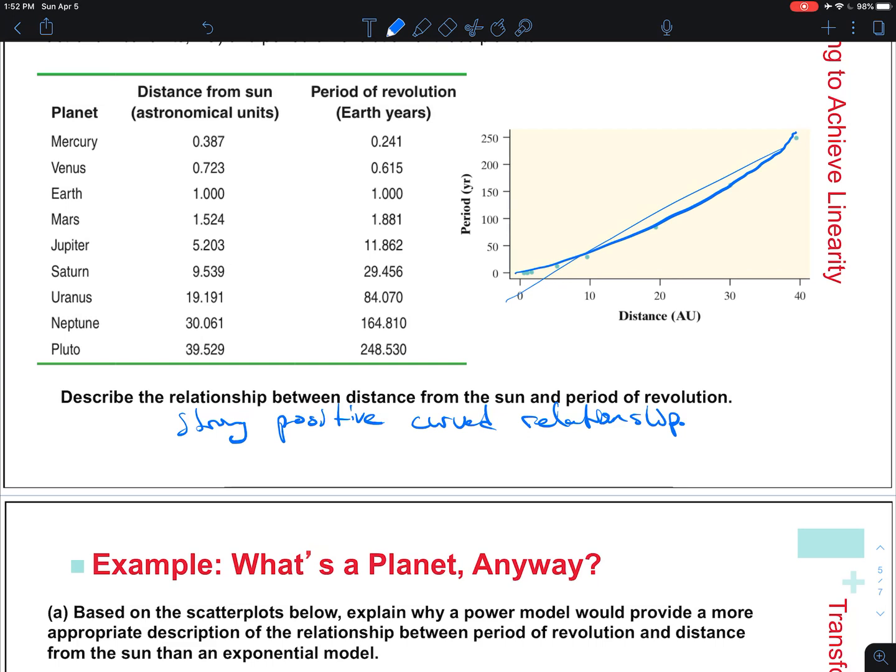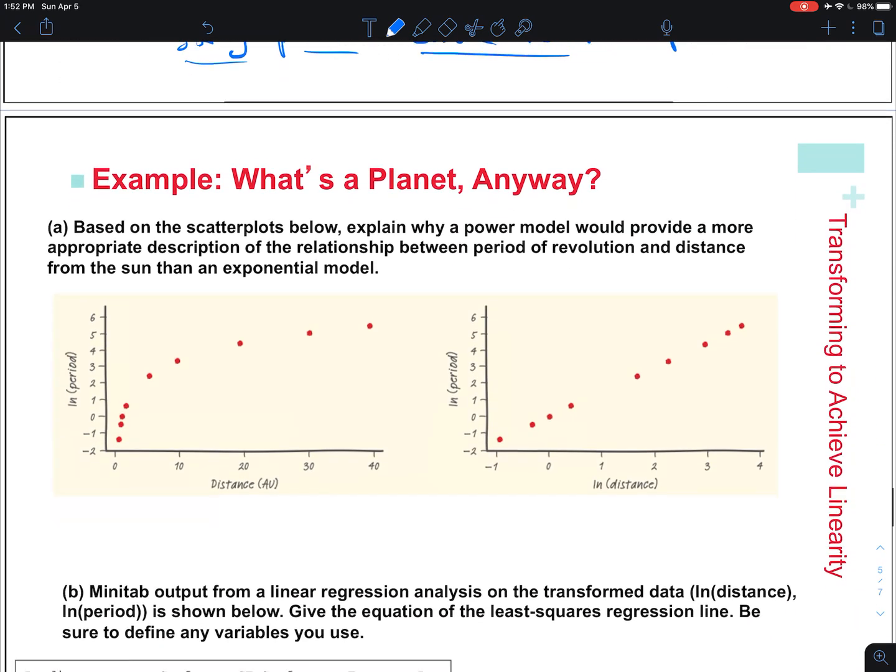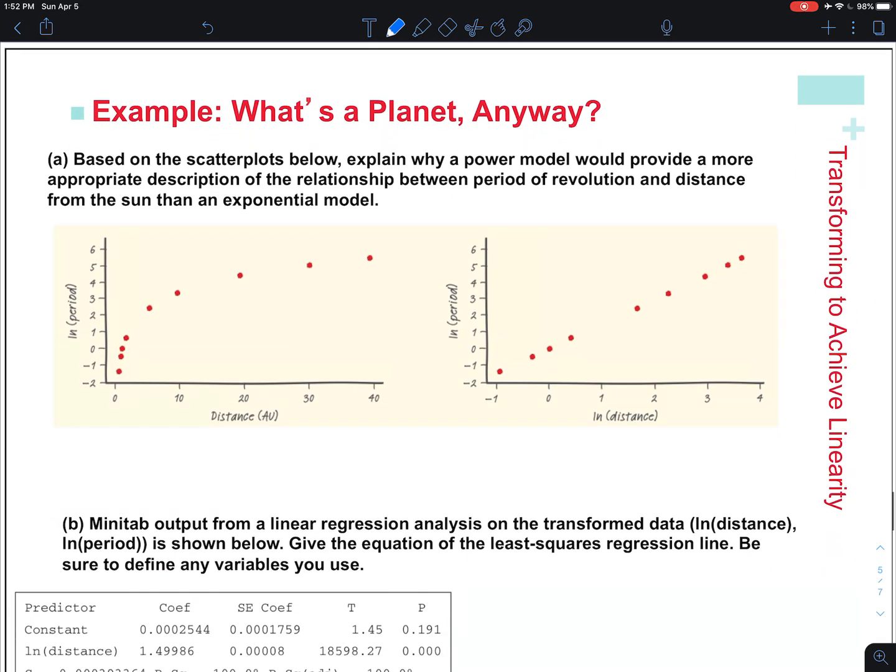So remember, describe a relationship in the case of bivariate data by strength, direction, and form. The best that we could say is curved at this point. I don't know specifically what the relationship is. And so that brings up a good point: if I don't know that it's logarithmic, what do I do?